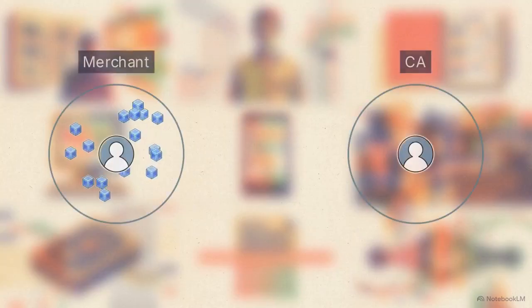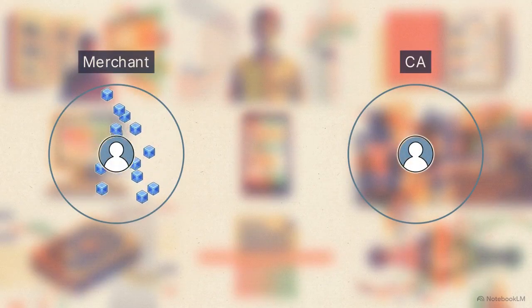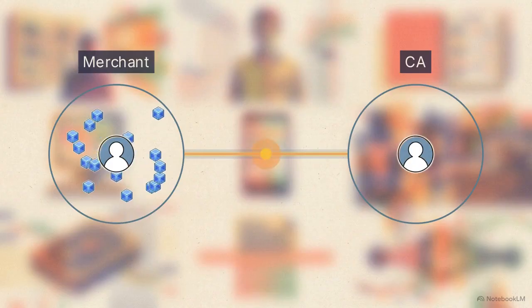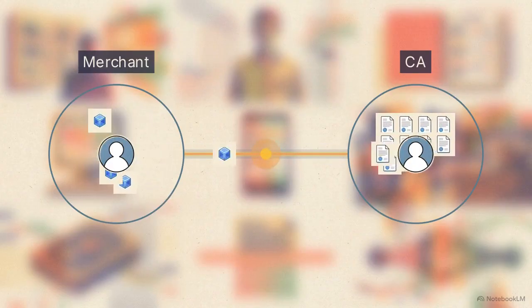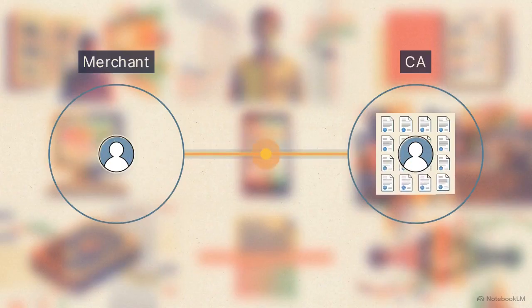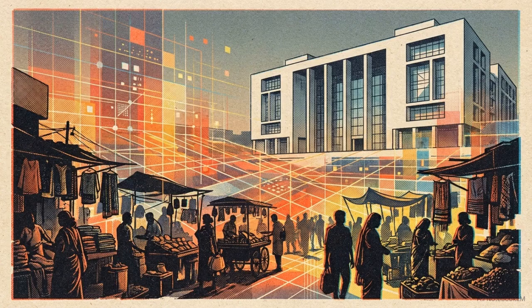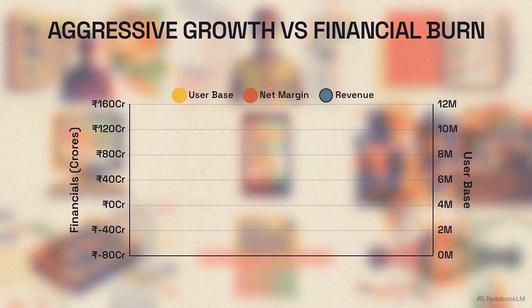This new AI bridge automates the GST reconciliation process. It takes the merchant's daily transaction data and instantly translates it into the strict, formatted documents required by auditors. With this acquisition, Vyapar embedded itself as the invisible connective tissue, linking India's informal street-level economy directly to official government regulators. This chart shows the financial reality of executing such an aggressive growth strategy.